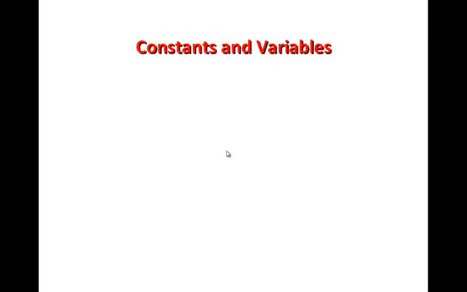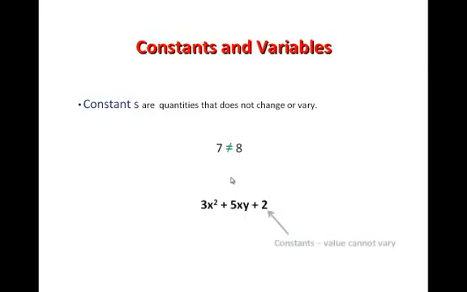What are constants and variables? A constant is something that doesn't change. So constants are quantities that do not change or vary. For example, 7. We can't say 7 has a value of 8 or anything else. 7 will always have a value of 7 itself. It cannot vary. A number is a constant. In this particular example, 2 is a constant because we can't change its value to something else. 2 will always remain 2.